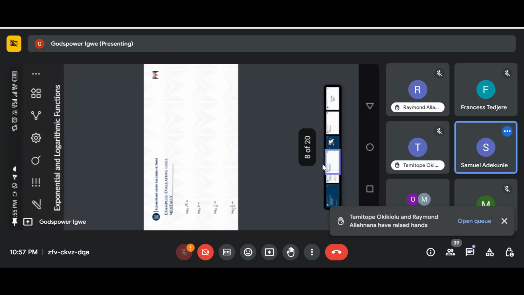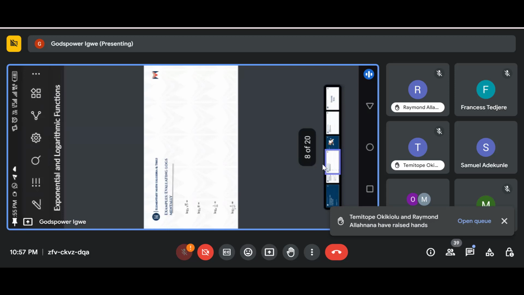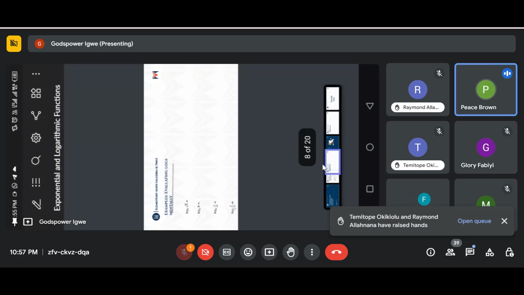You can't see your screen, sir? You can't see my screen like this? Is it the only one? No, you can see it, but it's not showing like this. This is the position.